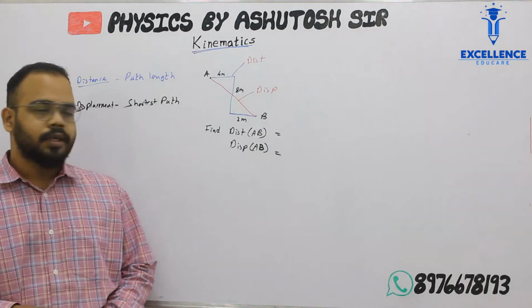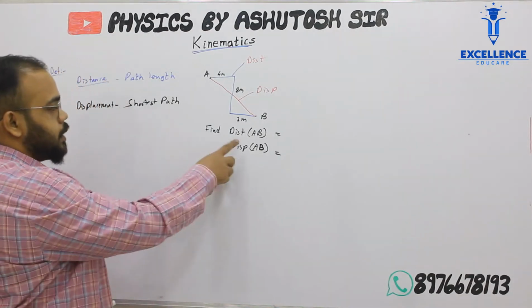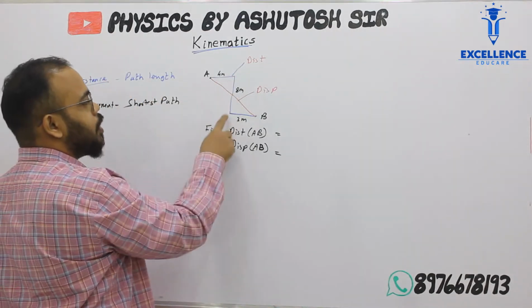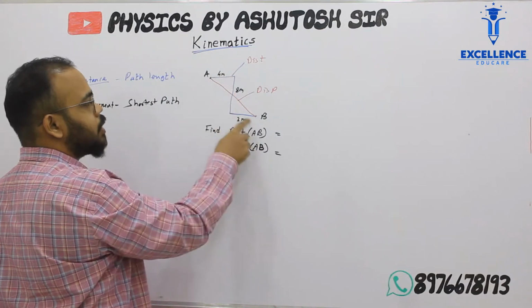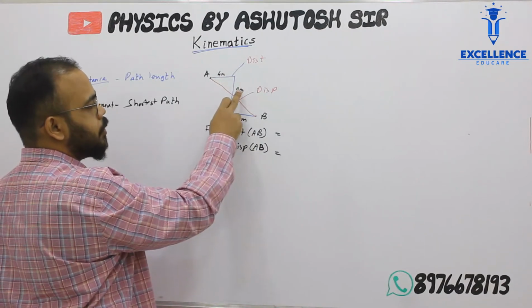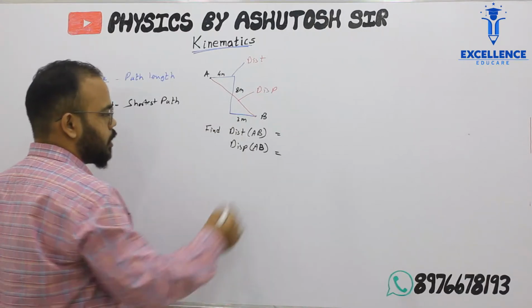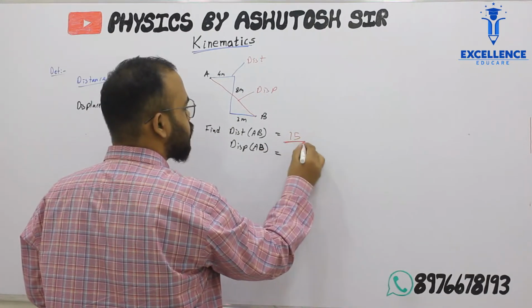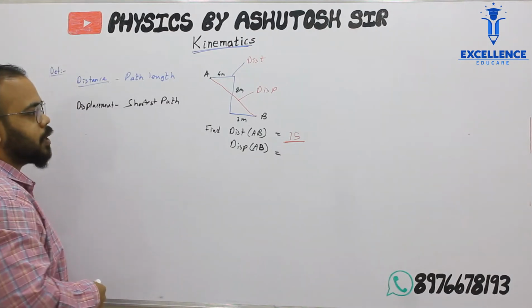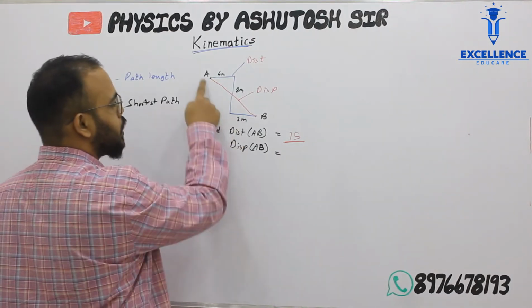So we'll solve this. Distance, as we know, is the path length. If we add all these lengths, I'll get my distance. That will be 4 plus 8, 12, 12 plus 3, that is 15. So my distance is 15. For the displacement, I need the length of this red line.